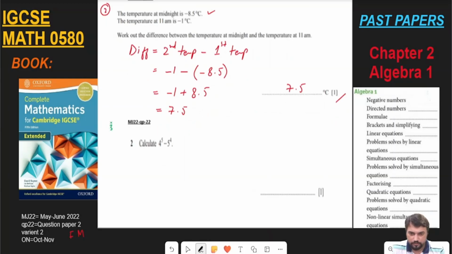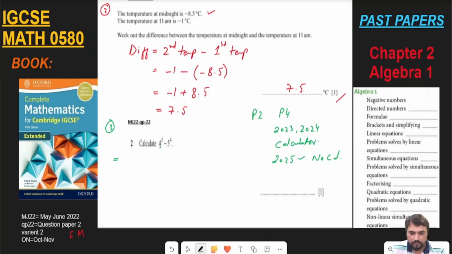Moving to our third question, which is: calculate 4 raised to power 5 minus 5 raised to power 4. If you are appearing in the 2023 or 2024 examination, then you can use a calculator. And if you are appearing in the 2025 examination, then no calculator is allowed in the first paper. We have two papers, as you already know, paper 2 and paper 4. Now if you are not allowed to use a calculator, then what will you do? You have to show all your working steps like this.